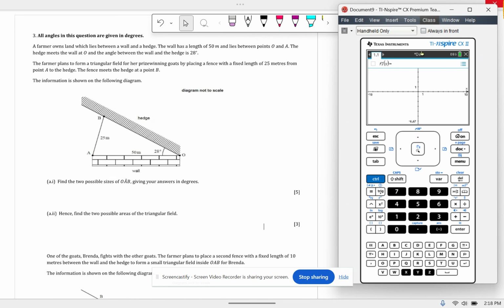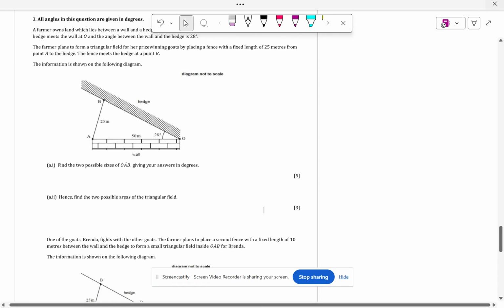Whenever a question mentions the possibilities of a triangle, there are two possible triangles, two possible angles. They're anchoring back into the ambiguous case of the law of sines. So find the two possible sizes of OAB.